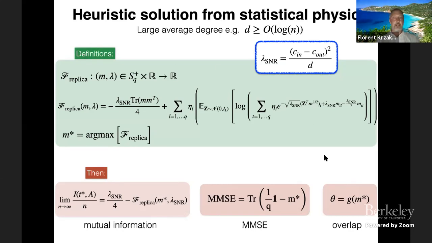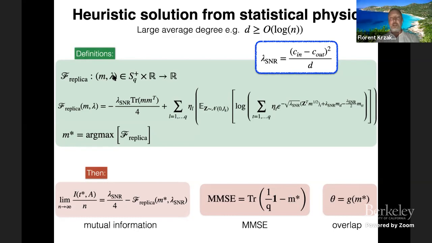The replica solution is, as you saw yesterday, expressed in terms of a function, the replica function or the replica potential that you have to maximize. Here it is. So you see it's a function that takes as input m and lambda. M is a semi-definite Q by Q matrix, and you will have to maximize over this matrix. So yesterday we maximized over a scalar, but here we have a matrix to maximize over. And we have this lambda that appears here.